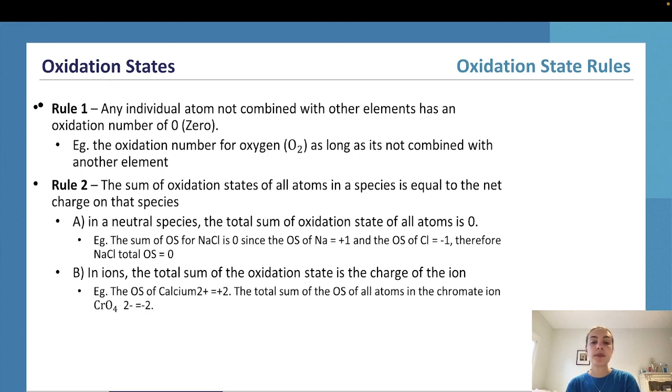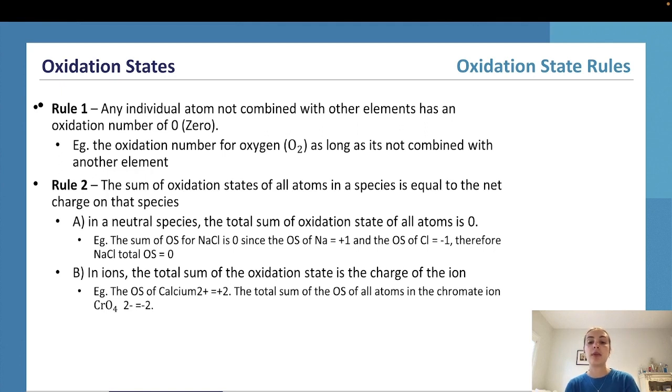And so if we're considering that, that's just an individual ion in its own regard, so we don't need to consider anything else. We can just say that the oxidation state of the calcium in calcium 2+ is 2+. However, if we're considering an ion which has multiple different atoms and multiple different elements in it, the total sum of the oxidation states of all of those are going to add up to the charge of that particular ion.